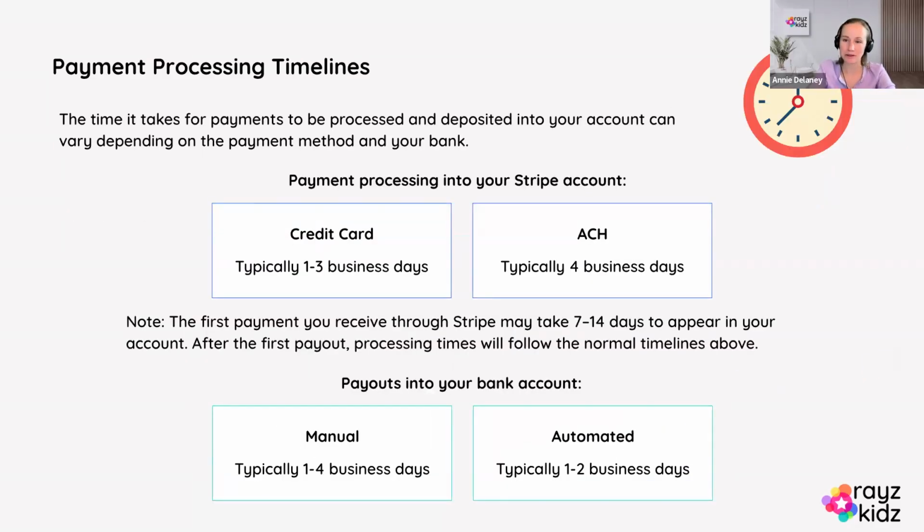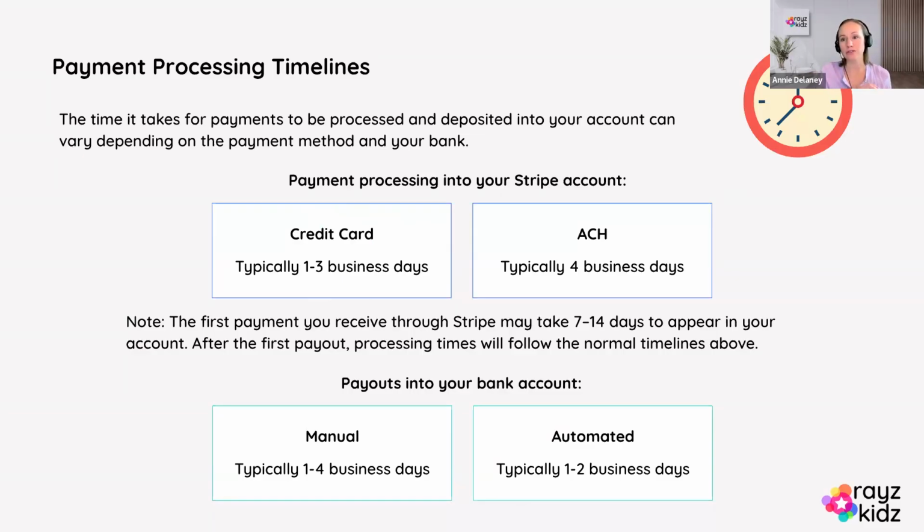And the other thing to be aware of is the payment processing timelines. Again, because there are multiple parties involved, it can take a little while for the money to actually get to you. So you want to be clear as to what that is for your own planning purposes. So processing into your Stripe account: the money will go into the Stripe account, at which point you can then retrieve it into your own bank account. And you can do that either manually or automated. But the first part of getting into your Stripe account varies depending on the type. For a credit card transaction, it can take 1 to 3 days between when the parent pays and when it will show up in your Stripe account as available for you to retrieve. For ACH, it typically is 4 business days between when the parent pays and when it shows up in your Stripe account.